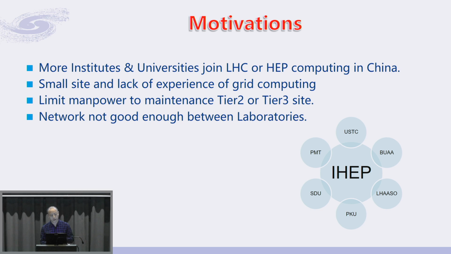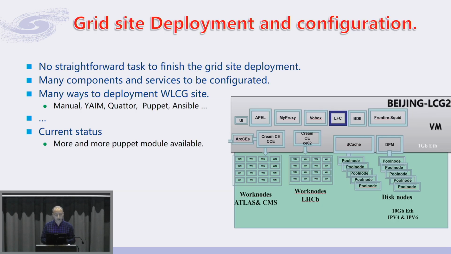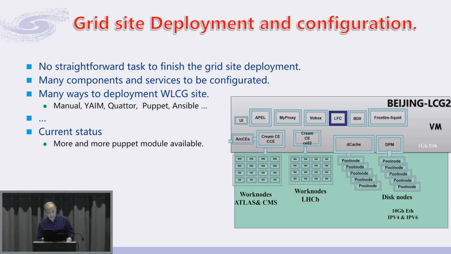In China, between these sites, there are two main networks. One is a science network, another is an education network. Between these networks the transfer bandwidth is not good enough. And for grid site deployment and configuration, there is no direct or simple way to finish the grid site deployment, because there are many components and services to be configured.